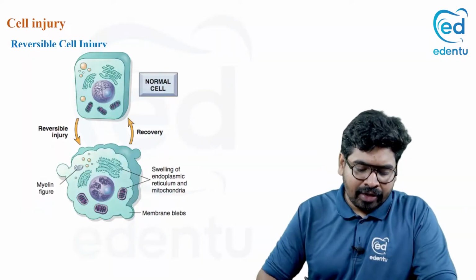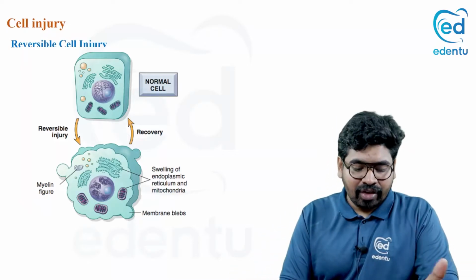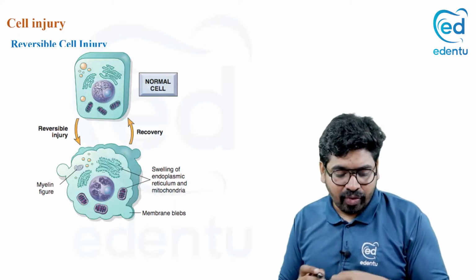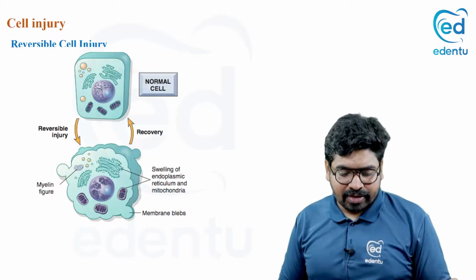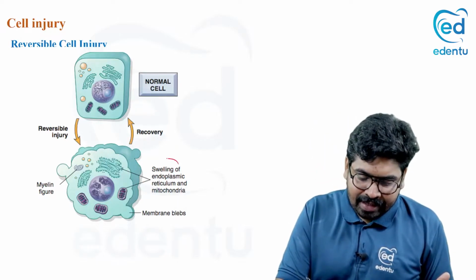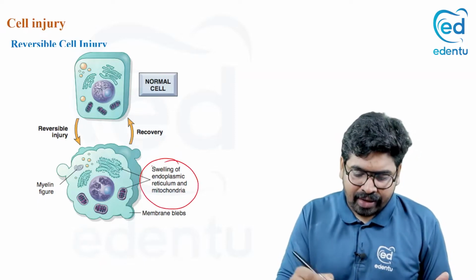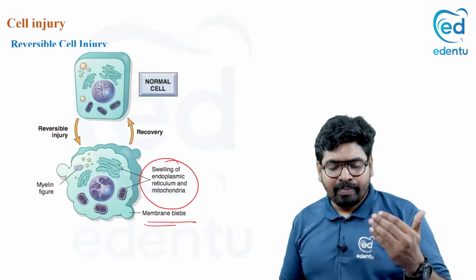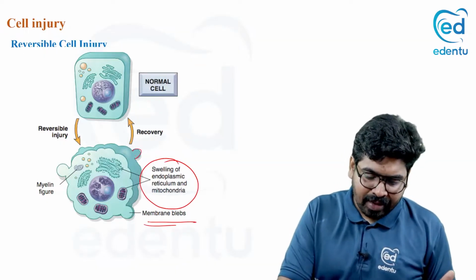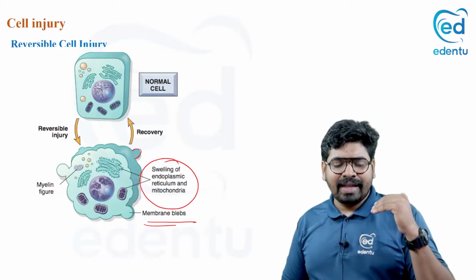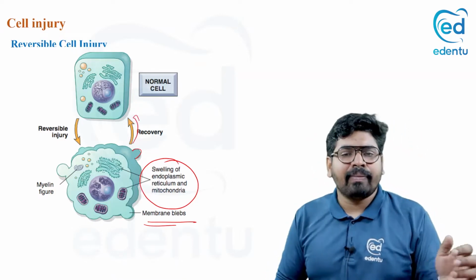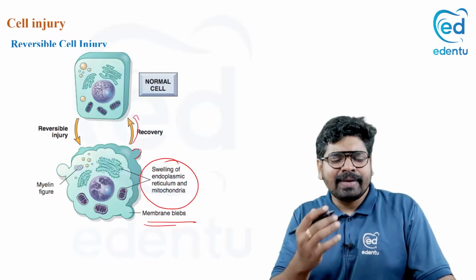Now coming to the reversible cell injury, what else can you see? This is a pictorial representation of what is happening in the reversible cell injury. The main thing is that there is a swelling of your endoplasmic reticulum and the mitochondria, and you can see some membrane blebs. Membrane blebs. Now this is a reversible cell injury where the cell can recover back to normal when the stimulus is removed.